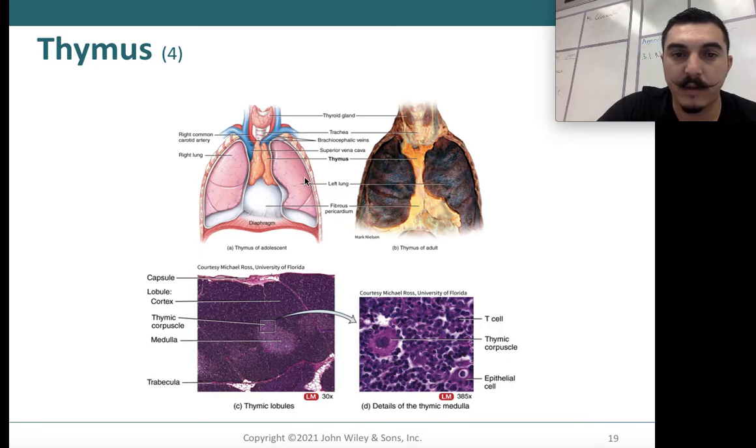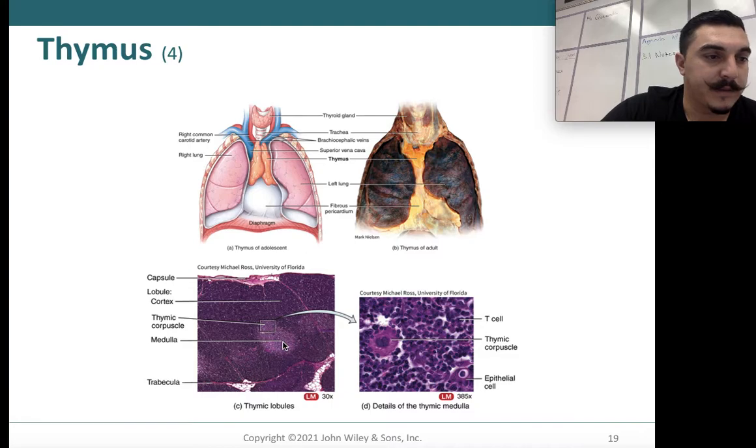So here is a picture. Here's the chest, kind of. Here's the thymus in between the lungs, on top of the heart, near the aorta. Here's the superior vena cava, so that's the location. So we're looking at the structure of that thymus. We have the capsule around it. We have the cortex, thymic corpuscle, and the medulla right in the middle.